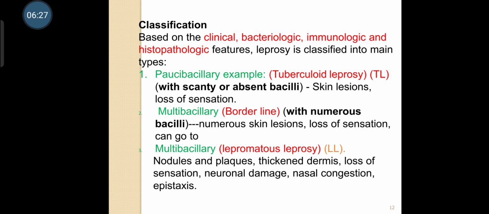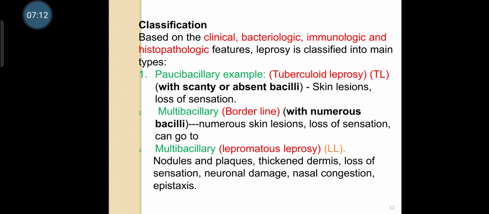Classification: now based on the clinical, bacteriological, immunological and histopathological features, leprosy can be classified into the following types. First is paucibacillary, which is also known as tuberculoid leprosy. Here there is a scanty amount of bacilli present in the skin lesions, leading to the loss of sensation. Next is multibacillary, which is also known as borderline. It consists of a large number of bacteria and numerous skin lesions are present. There is loss of sensation. And then next is multibacillary, that is lepromatous leprosy.